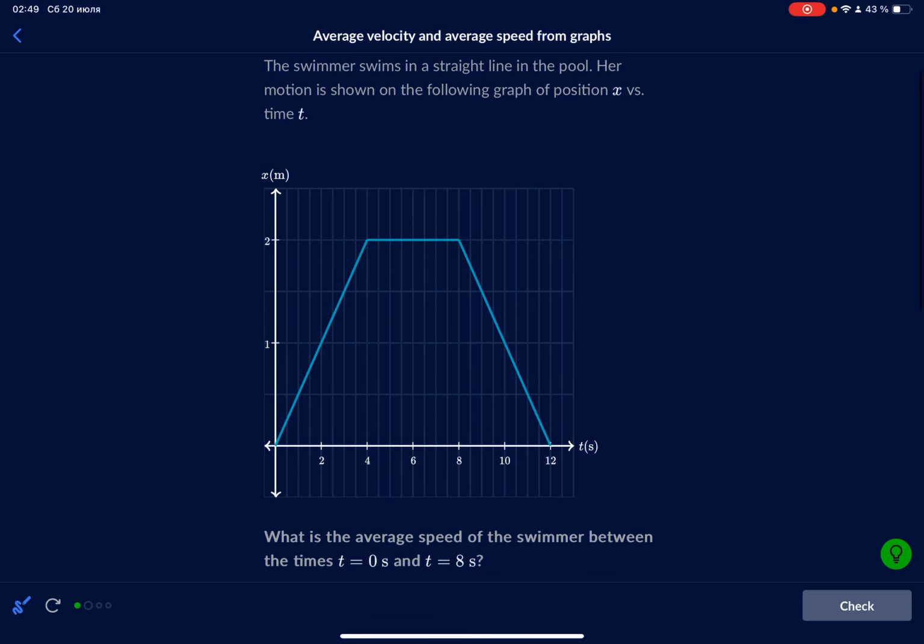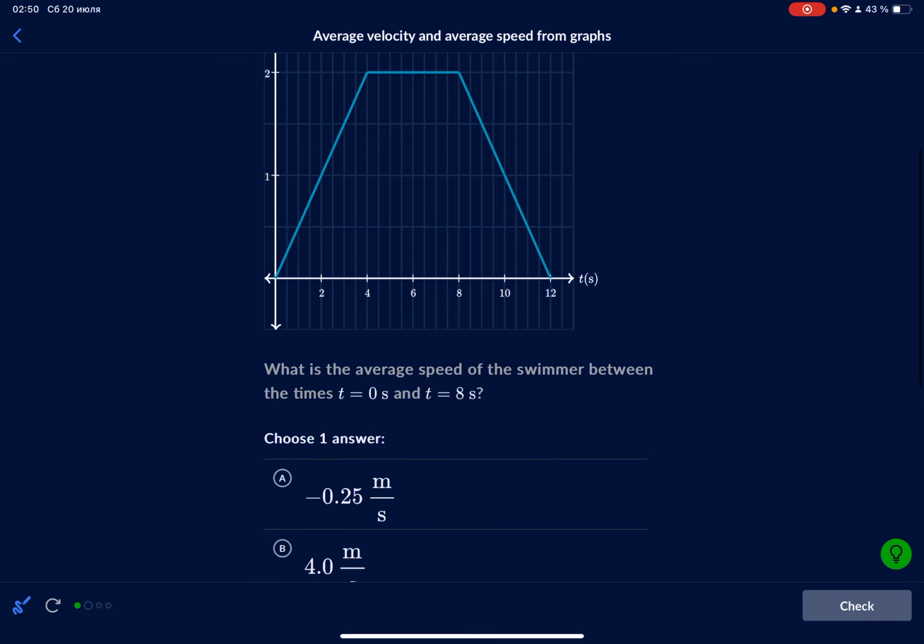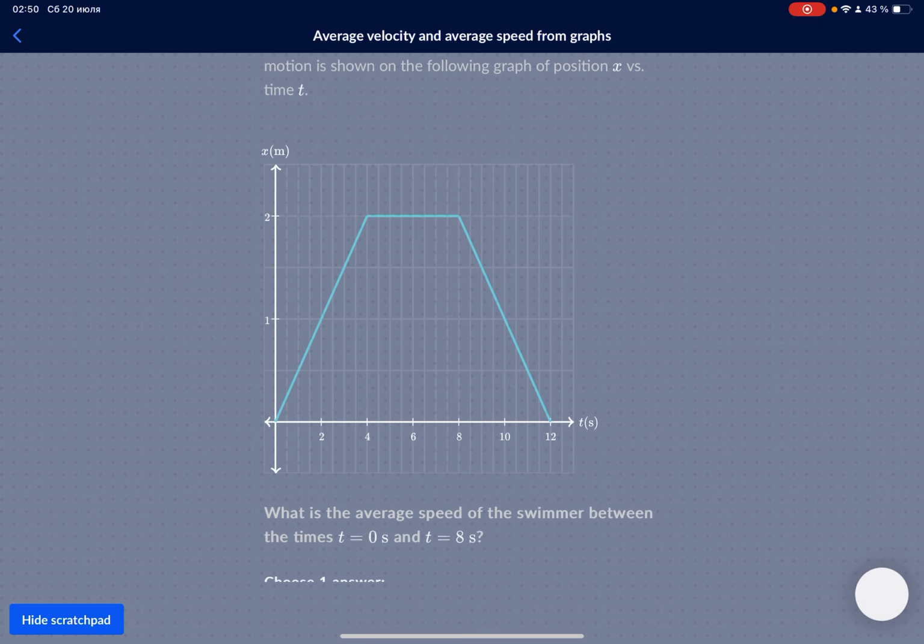Now I want you to pause the video and try to think by yourself, because it's asking for speed and actually it is easier than you think. Let me try to solve by myself. They're asking from 0 to 8. What is the average speed of the swimmer between 0 and 8? T is equal to 0 to 8.